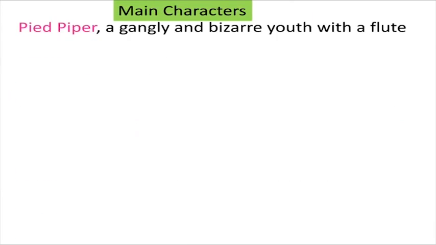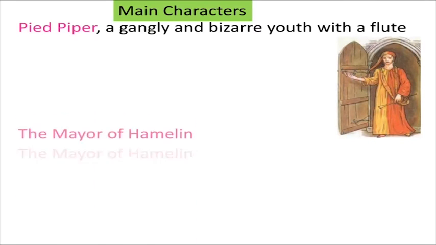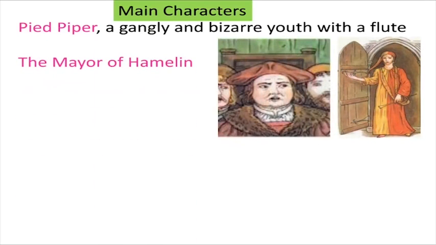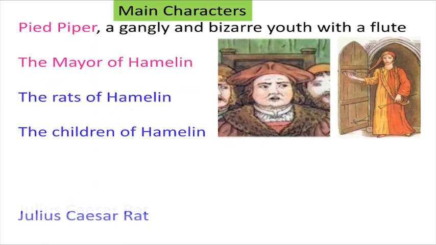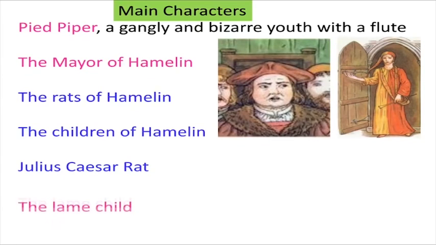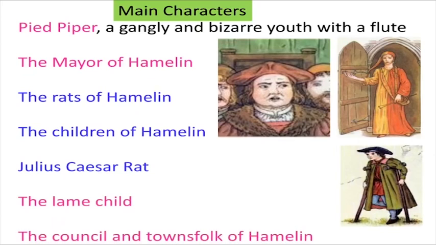Let us see the main characters of the poem. First is the Pied Piper, a gangly, meaning tall, and bizarre youth with a flute. He was a very strange and very funny looking man. The Mayor of Hamelin. The next is the Rats of Hamelin, the Children of Hamelin, Julius Caesar Rat, the Lame Child, and finally the Council and Townsfolk of Hamelin. So these are the characters which appear in our poem.